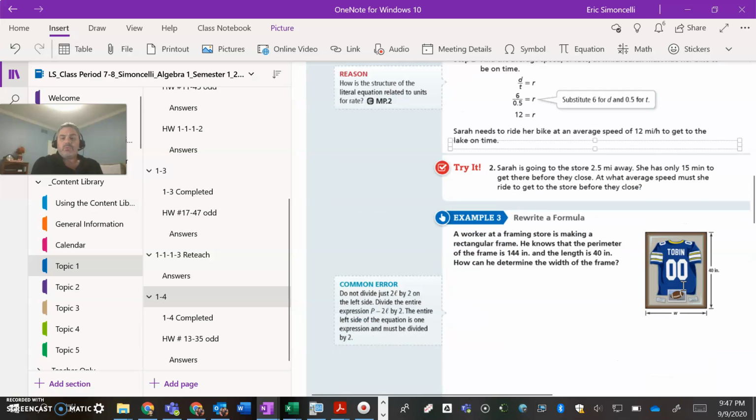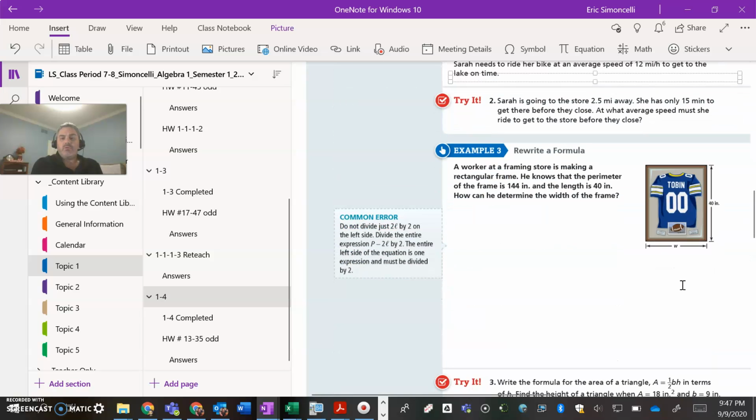So example 3 continues the premise of working with formulas and or literal equations. So let's take a look. A worker at a framing store is making a rectangular frame. He knows that the perimeter of the frame is 144 inches and the length is 40 inches. How can he determine the width of the frame?